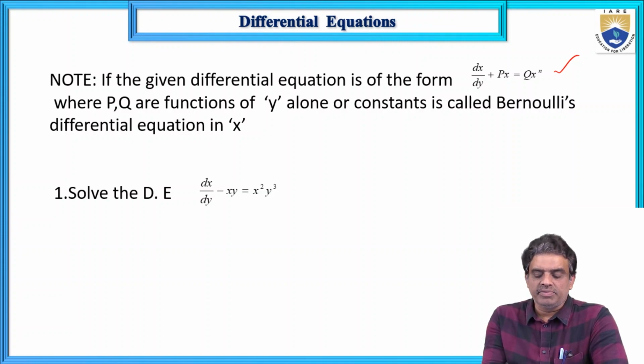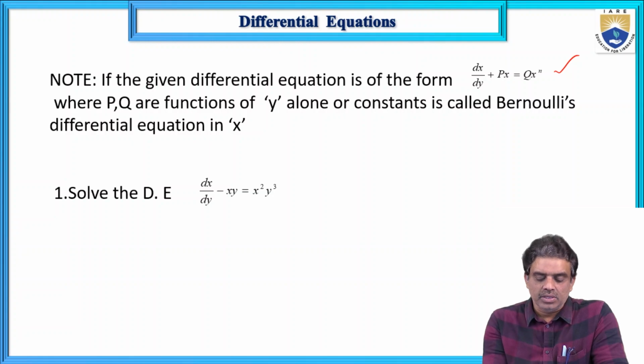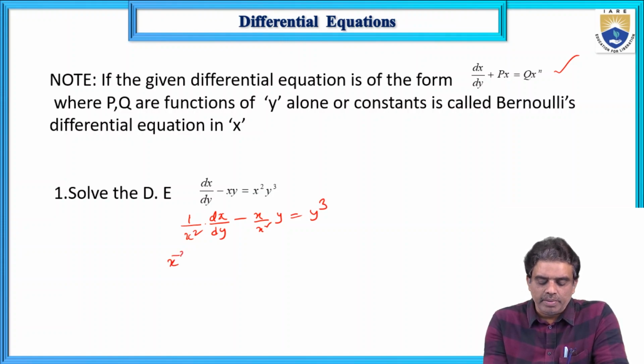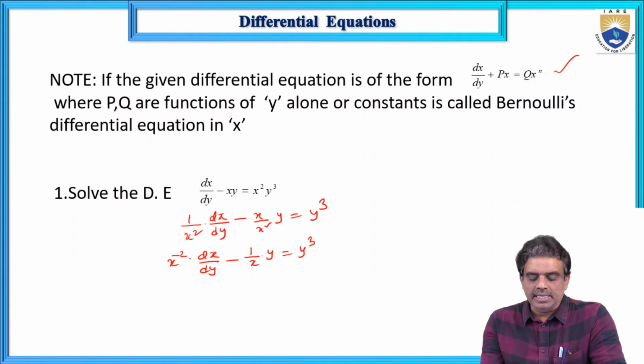So if there is an x term, what do we have to do? We have to eliminate it first. That can be done by dividing by x square. On dividing by x square, 1 by x square dx by dy minus x by x square of y is equal to y cube. Or this is x power minus 2 dx by dy minus 1 by x of y is equal to y cube. So first write the given equation in standard form, with the right side a pure function of y.